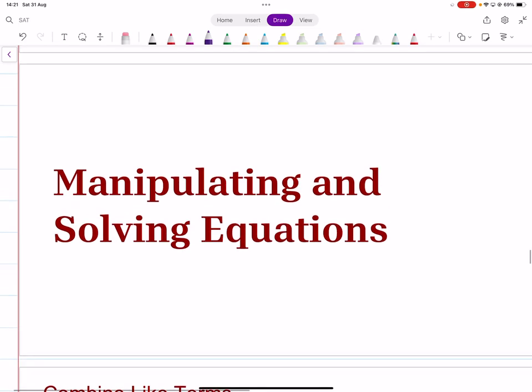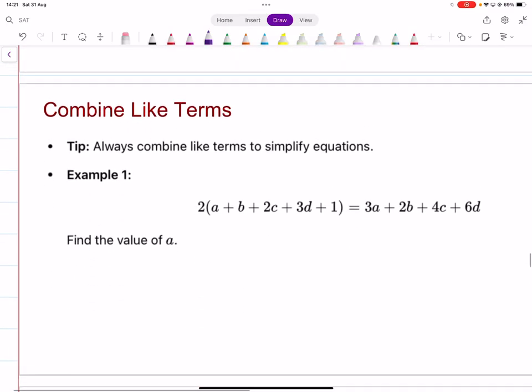Now let's start with the next major concept that we want to do, and it's about solving equations, right? Solving simple equations, manipulating them and solving them. So let's start with some simple examples first of all.